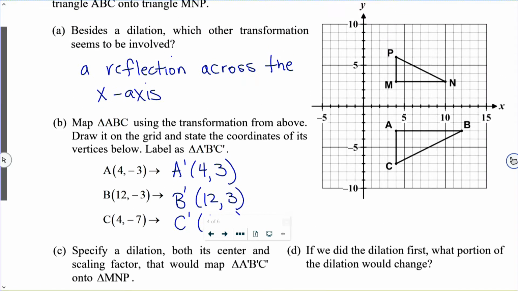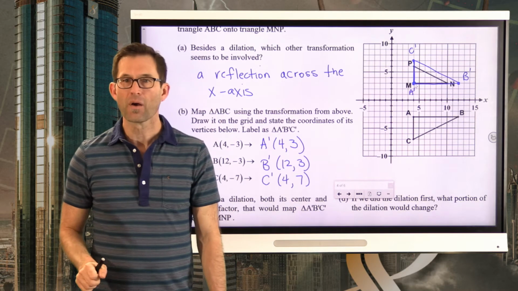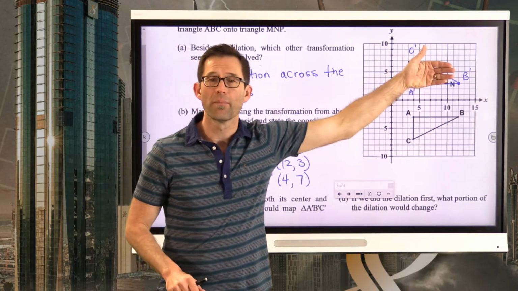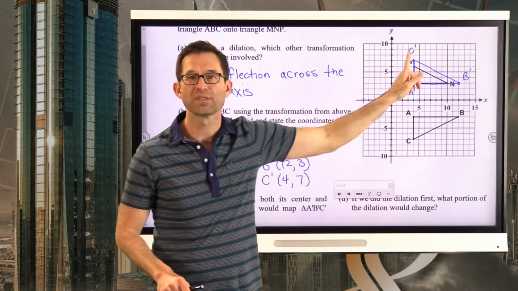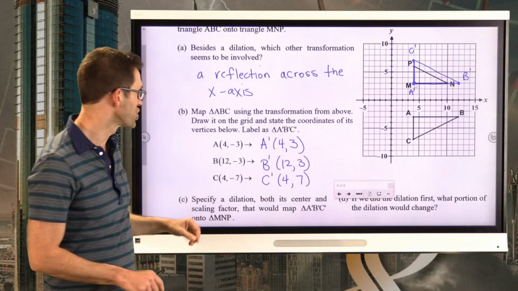So let's do some plotting here. Let me get that out of the way. A' is 4, 3, which lands it right on M. B' is 12, 3, right there. And C' is 4, 7, which lands it right there. So I'm going to draw that triangle in. Just freehand it. That should be good enough. All right, cool. So we just take this thing, flip it up here, and now, of course, A', B', C' is congruent to ABC because the reflection is just a rigid motion.